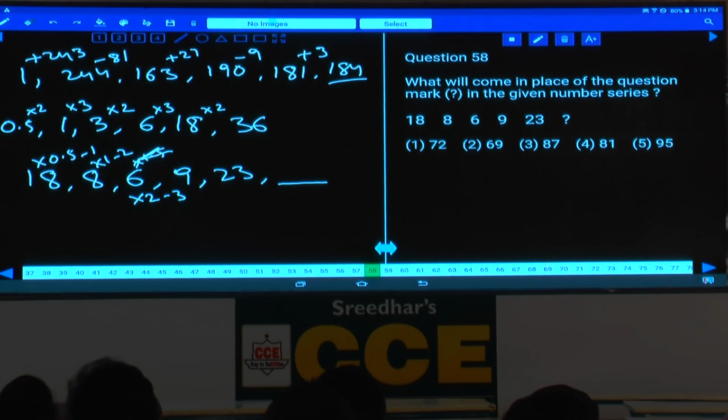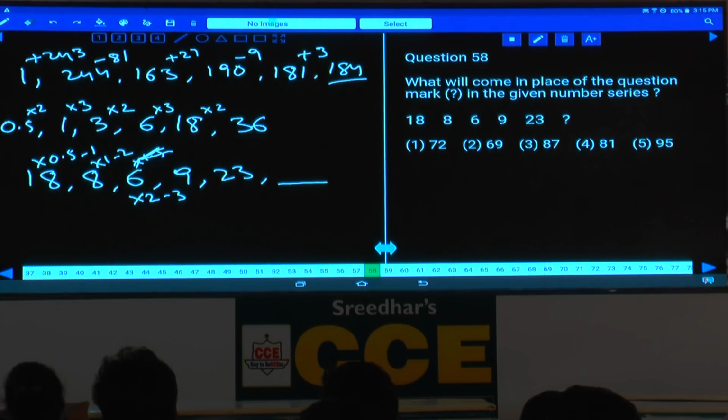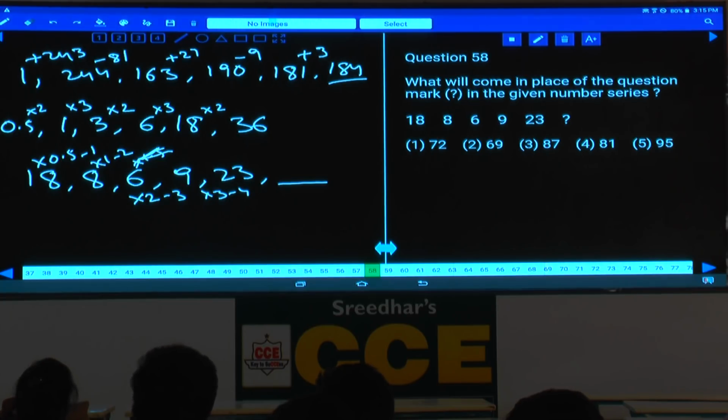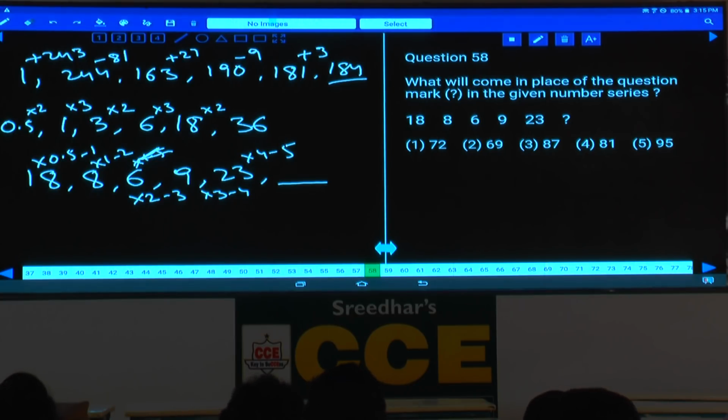And next one, 0.5, 1, 0.5 into 2 is 1, 1 into 2 is 2, and 2 into 3. And the next one, 0.5, 1, 2, and 3. 18, 8, 6, 9, 23. Into 3 minus 4. Then next one into 4 minus 5. 23 into 4, 46, 92 minus 5, 87.